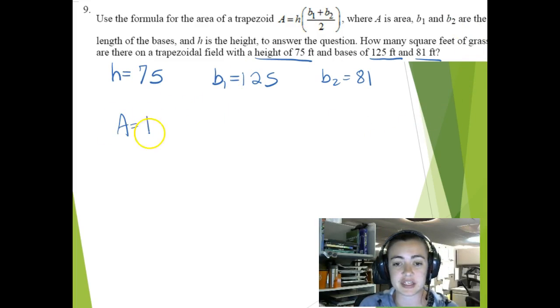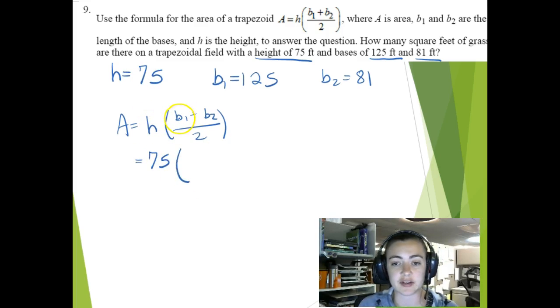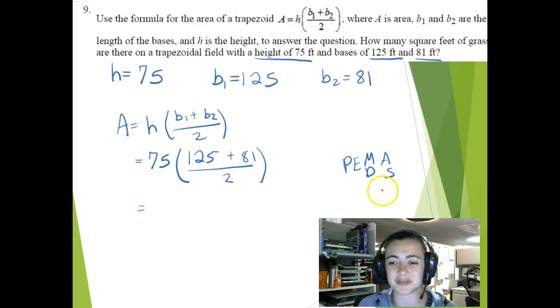So area is equal to h times B1 plus B2 divided by 2. So instead of h, we're going to write 75. Instead of B1, we're going to write 125. Instead of B2, we're going to write 81. Now that we have all numbers, we can go through order of operations in order to solve.